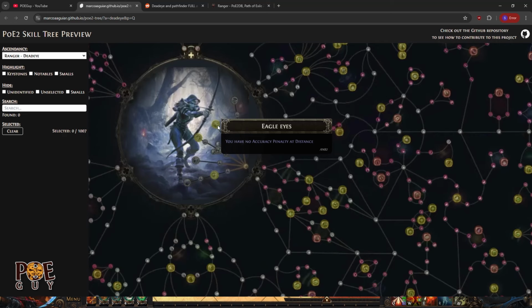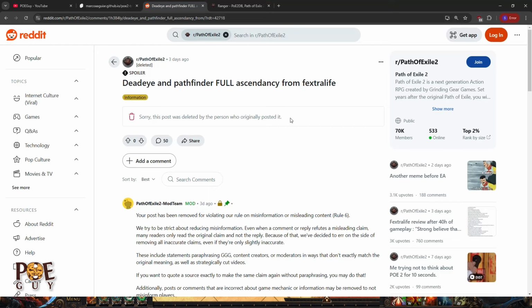Now I'm gonna show you some sweet stuff here. They actually revealed the rest of the ascendancy nodes for Pathfinder. But sorry, this post was deleted. So apparently yesterday or two days ago, this got deleted. It was posted by a guy next to Extra Life, and people say that those nodes were real, and I tend to believe that.